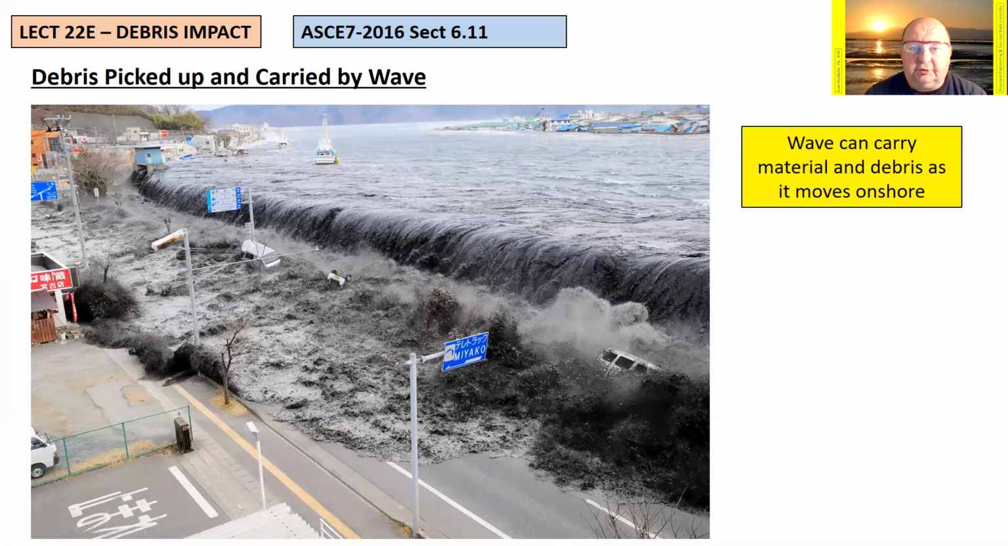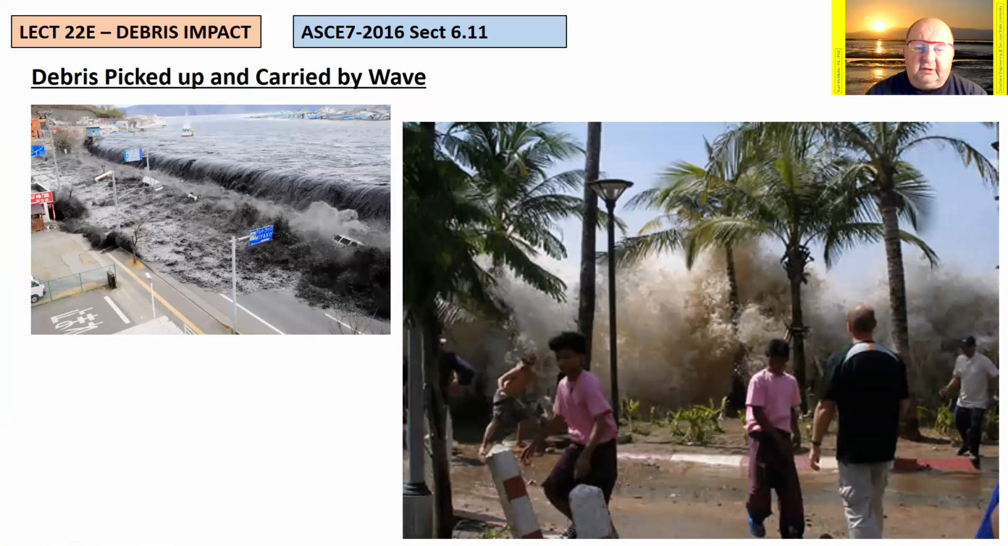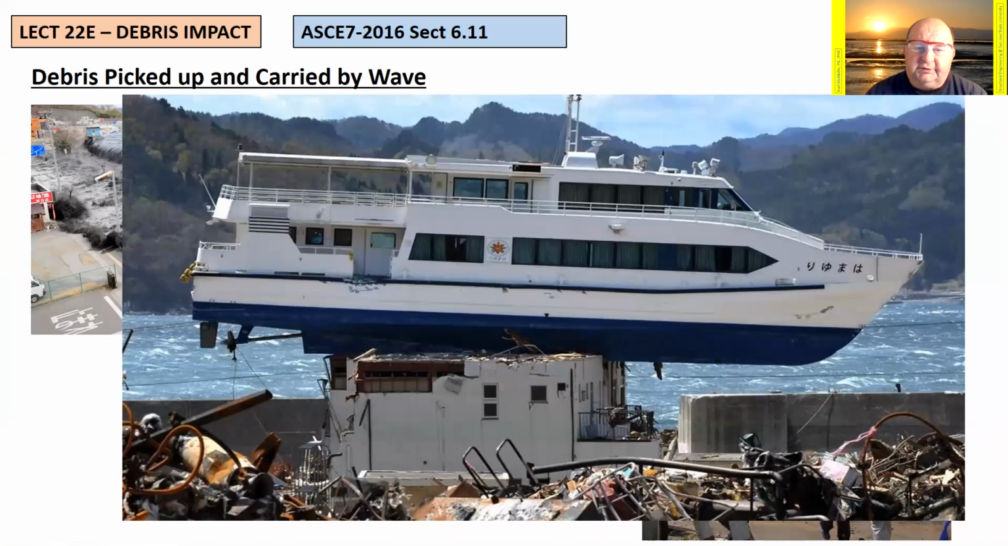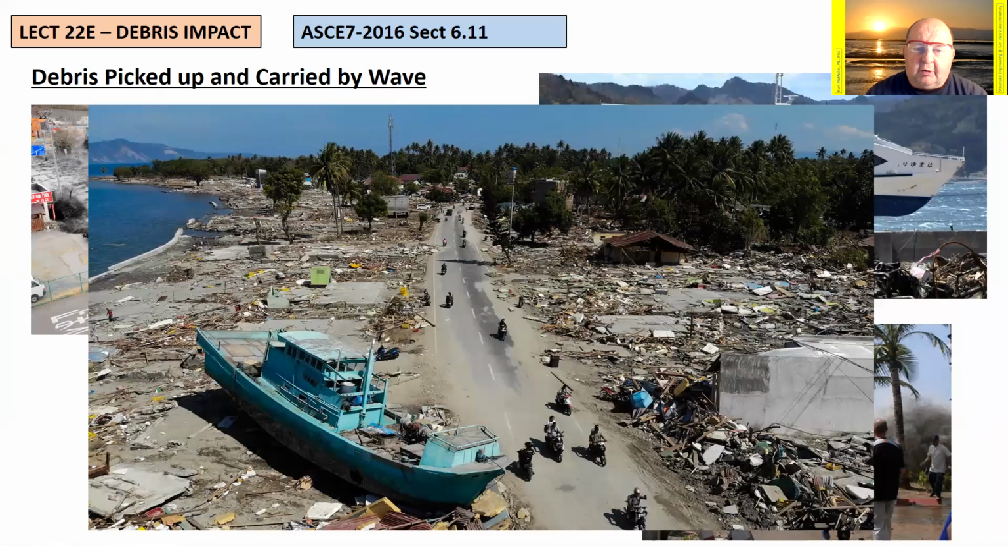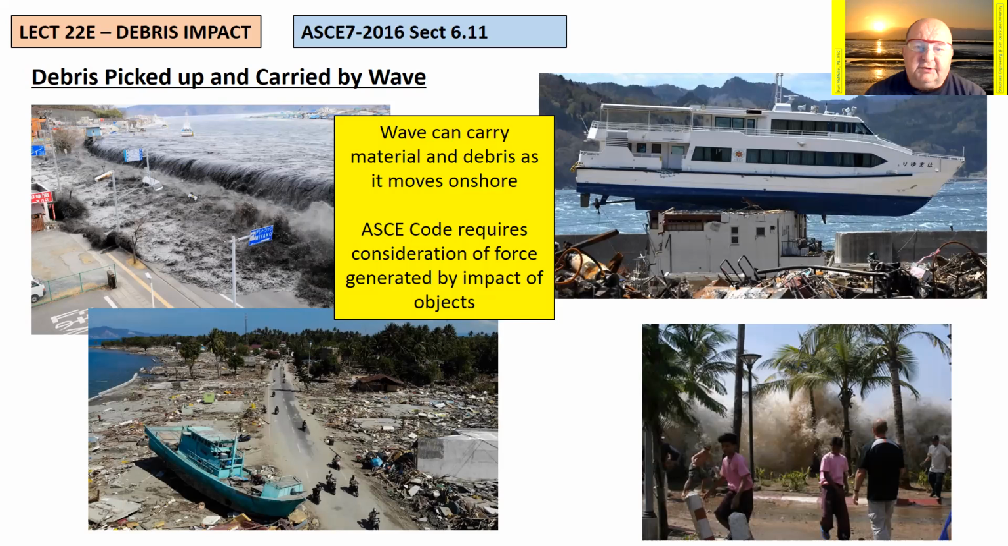From lots of pictures from various past tsunamis, you can begin to get an idea of all the debris that gets picked up and carried by the wave as it comes on shore, from trees and logs and soil, boats, just all kinds of wreckage from other structures are all moving in that wave, any of which may hit a structure as it comes on shore. So the wave can carry all of this debris with it.